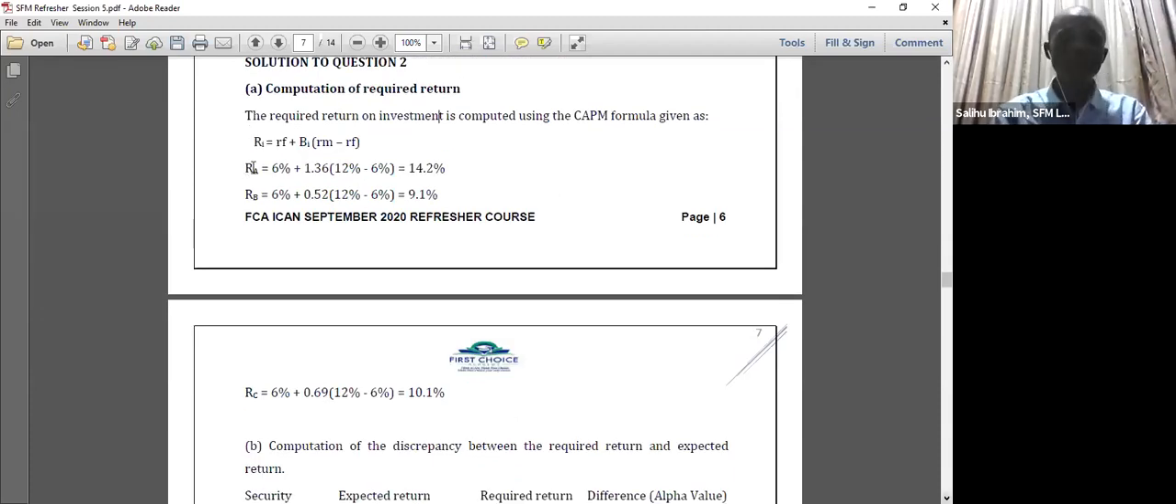Okay, I will say required return on stock A. Required return on stock A is the risk-free rate plus beta of that particular stock, which is 1.36, times market return minus risk-free rate. When I evaluate this, my required return is 14.2%.